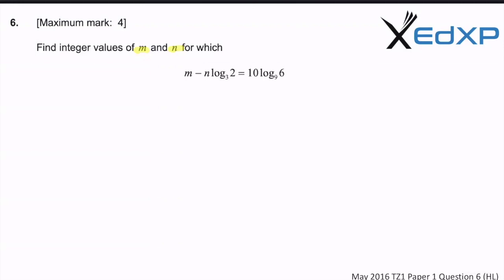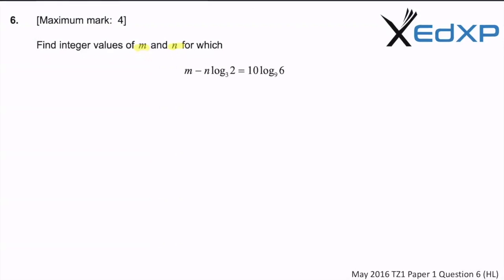Okay? So let's have a look at this first question, which came from the May 2016 Time Zone 1, Paper 1. Okay, we want to find the integer values of m and n for this expression. The first thing I note is that every term has a different base. So what we want to try to do is to change them all to have the same base so that we can simplify the expression and hopefully find m and n.